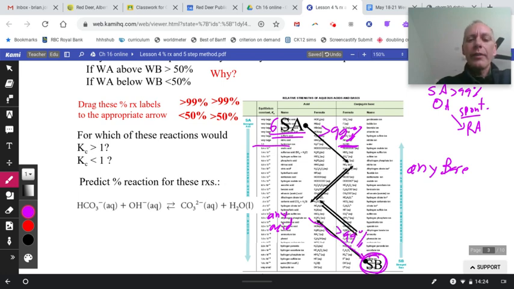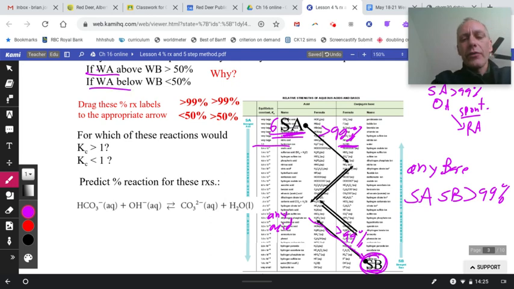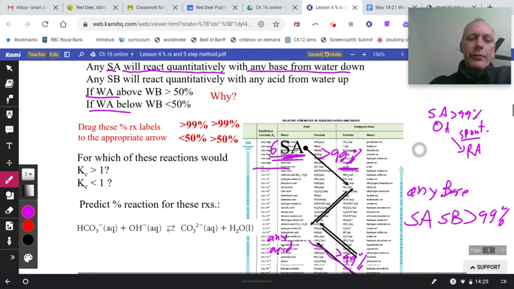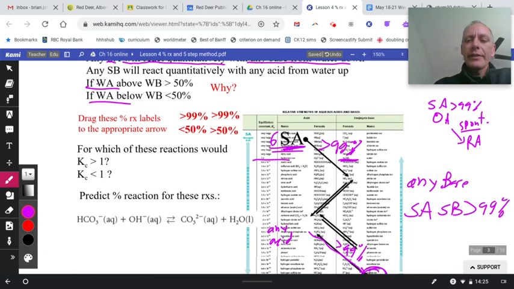So we have 2 quantitative reactions: strong acid, strong base. They're both greater than 99% with any partner. Weak acids and weak bases are the tricky ones. If you could call them tricky, they're just different. The rule is, and this is more like the table of relative strengths for redox, if the weak acid is above the weak base, we say greater than 50%. If the weak acid is below the weak base, we say less than 50%.